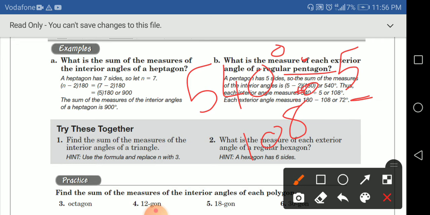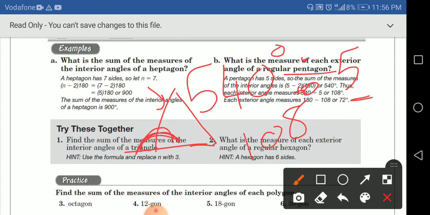What about the exterior angle? He asks me for each exterior angle. So the sum of the interior and the exterior angle, as I told you, gives me 180. If you have a polygon, whatever it is, and I have this polygon and an exterior angle here.